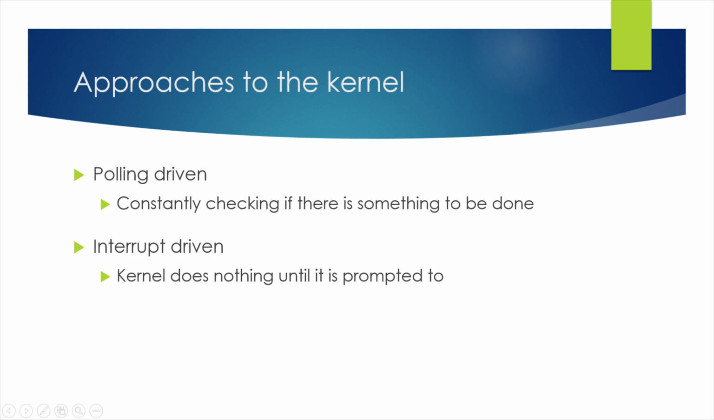Interrupt-driven kernels wait patiently until a signal is sent to the kernel to do something. This process is called a trap. A trap is when a computer switches from the applications layer to the kernel layer. This method is generally regarded as better than polling since it conserves energy.